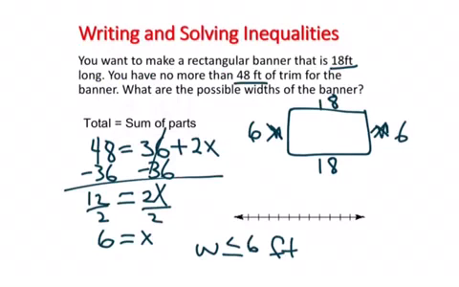So graphing this on the number line, if this number is 6, but it would still need to have some width. It cannot be in negatives, so we're not going to just put an arrow. So it has to be greater than 0, so an open circle on 0. And the width could be between 0 and up to 6.